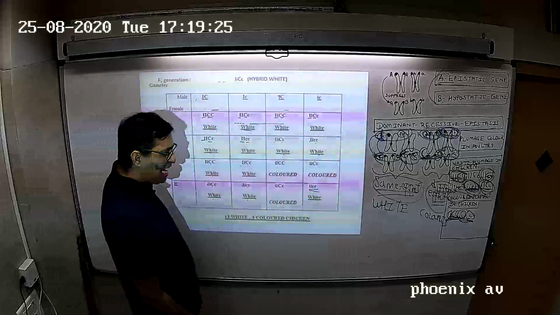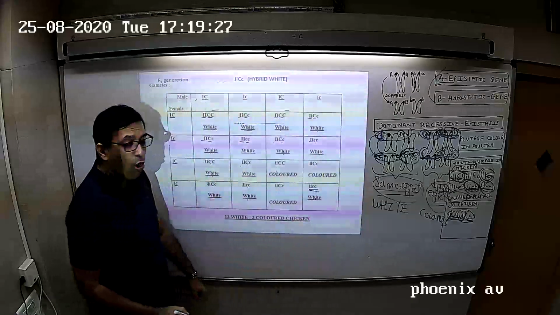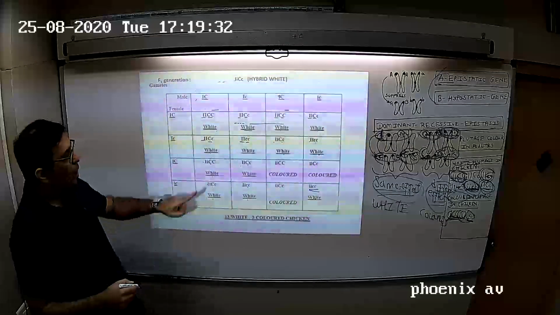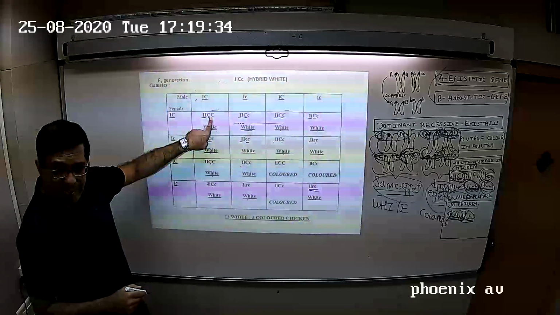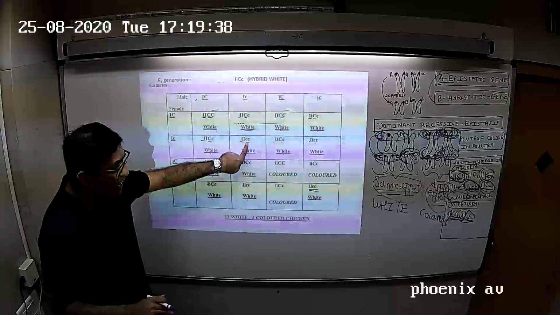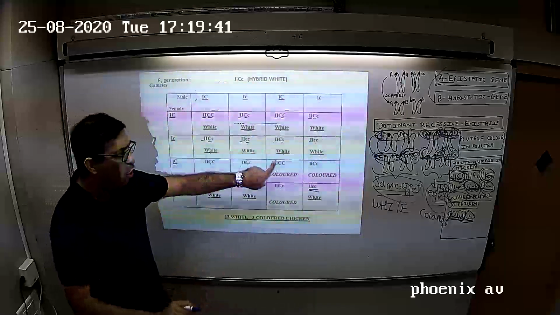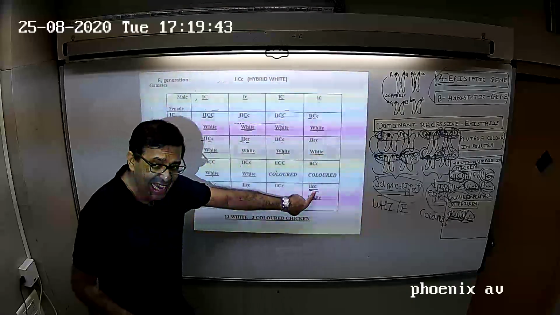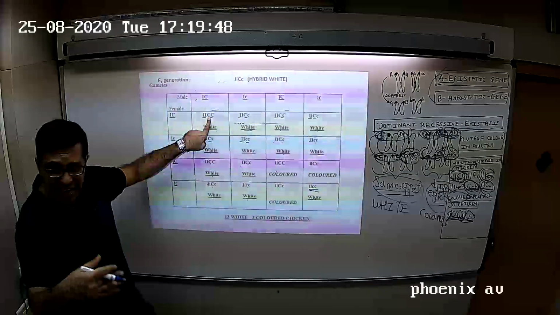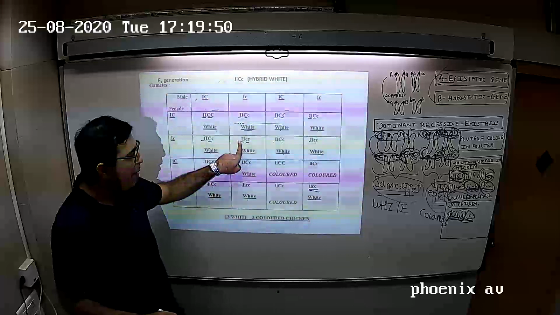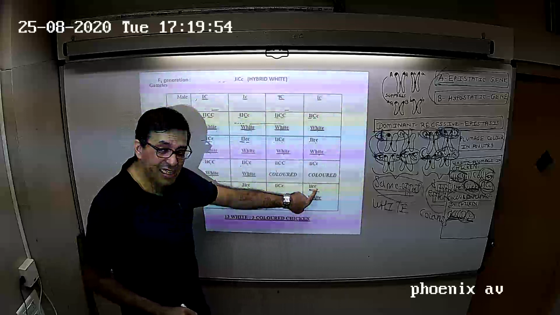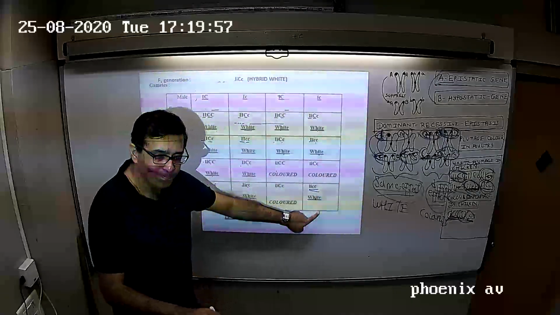So, small i, small c also produces white. So, you got capital I, capital C, white. You got capital I, small c, white. You got small i, small c, white. Once again, capital I, capital C, white. Capital I, small c, white. Small i, small c, white.